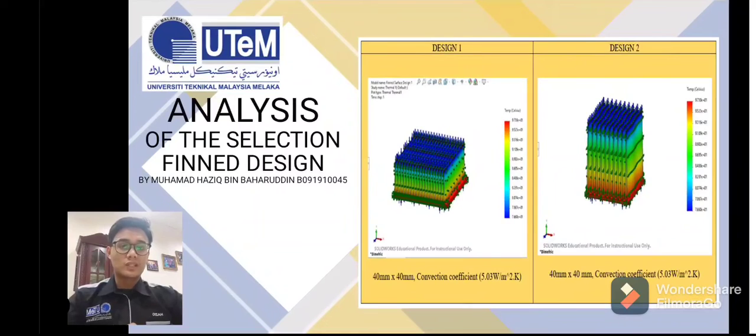Okay, so we go to the analysis of the selection of fin design. So we have two designs, design 1 and design 2. Basically we can see that there is some difference between the heights of the designs. So without wasting time, we go to the differences of the two designs.